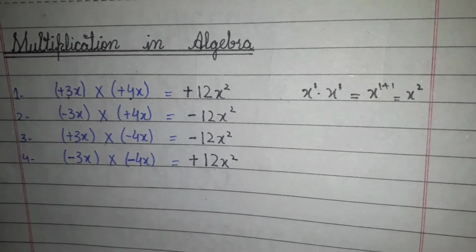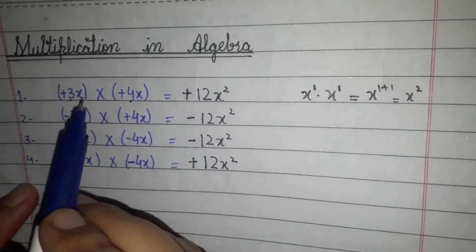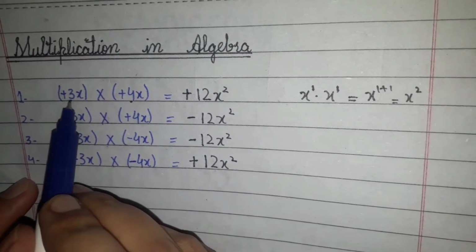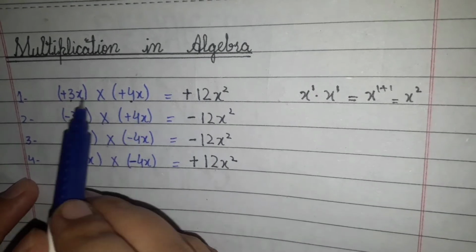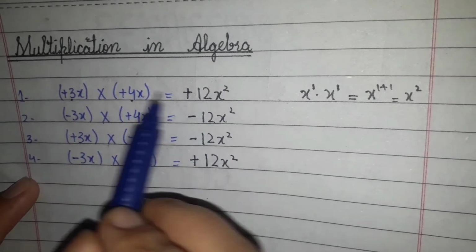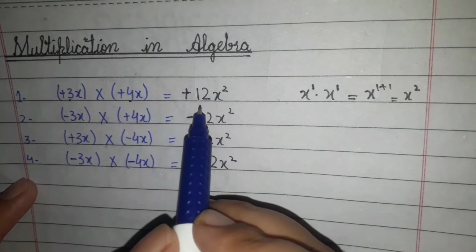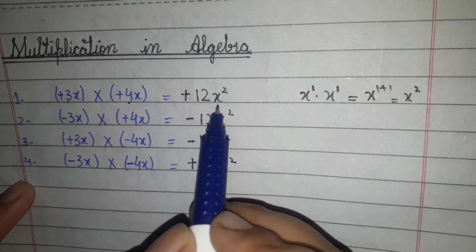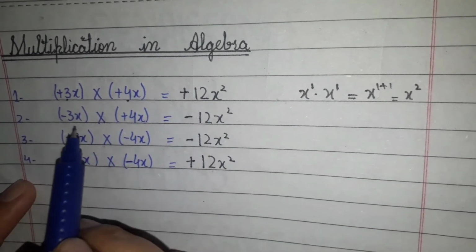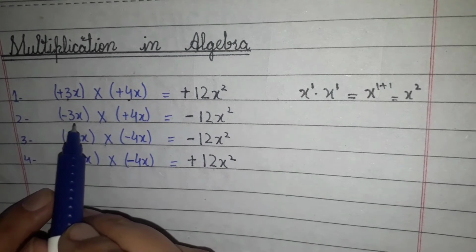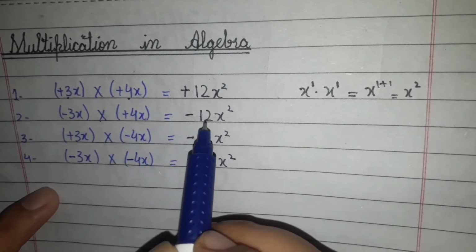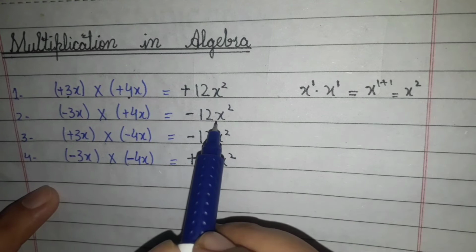Now how do we get the answer? We get the answer simply by multiplying the coefficients of these two terms. 3 multiplied by 4 gives us 12, and x with x, then we get the answer 12x square. Now in the second case, when we multiply, 3 multiplied by 4, we get 12, and x with x we get x square.